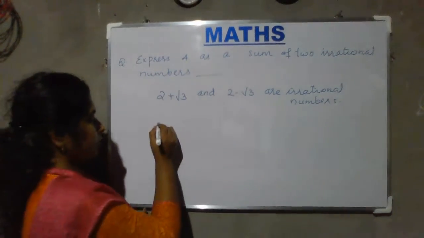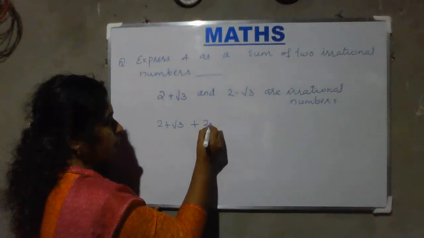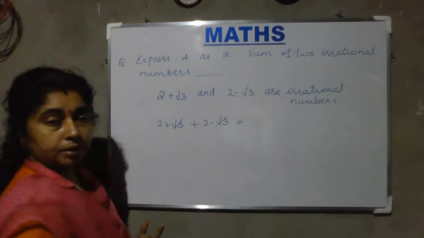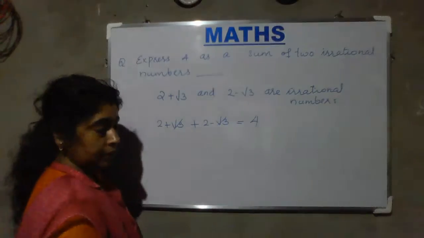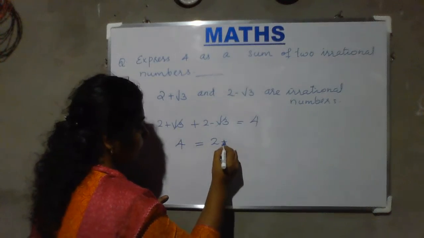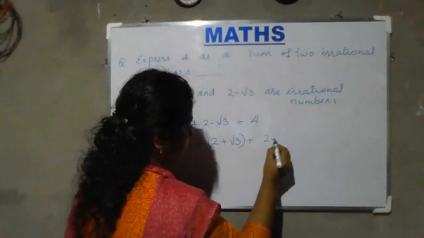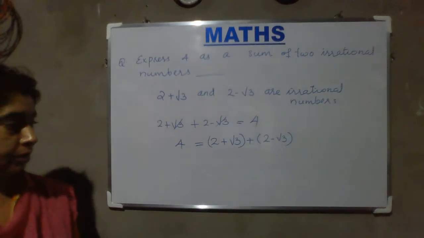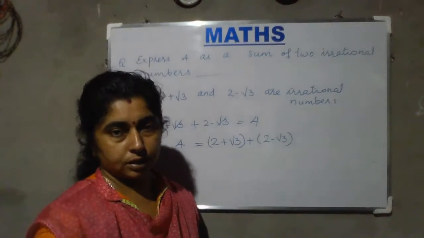Then what is their sum? 2 plus root 3 plus 2 minus root 3. Here plus root 3 and minus root 3 get cancelled. Then 2 plus 2 equal to 4. That is, we can express 4 as a sum of 2 plus root 3 and 2 minus root 3, that is, a sum of two irrationals.